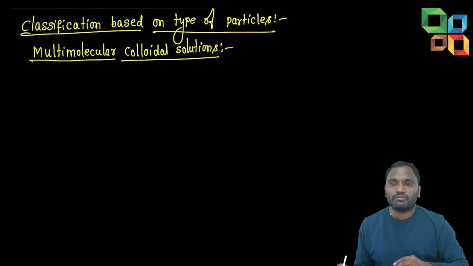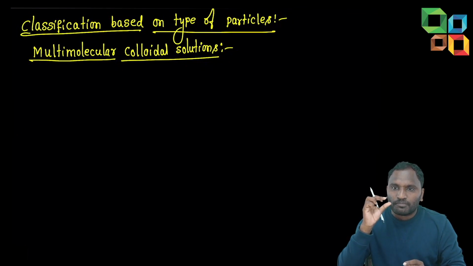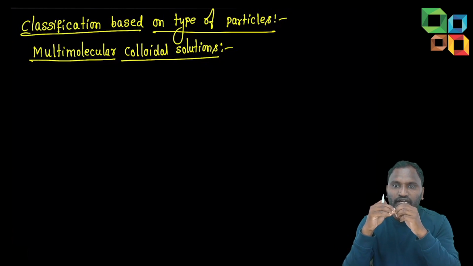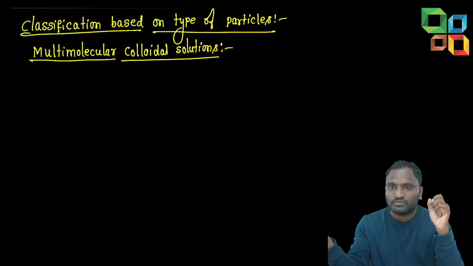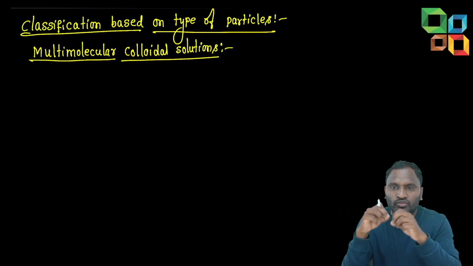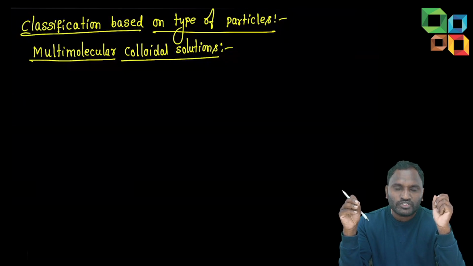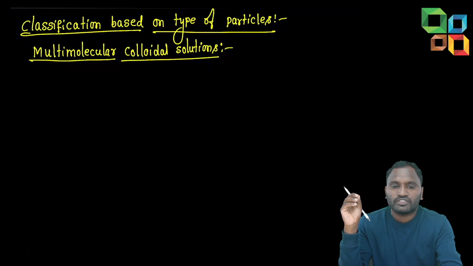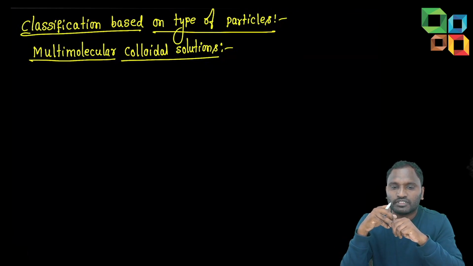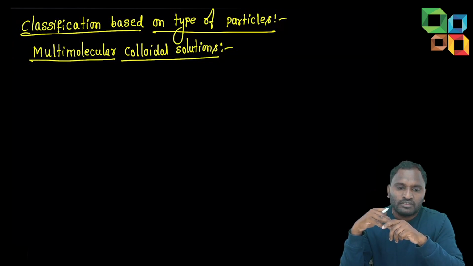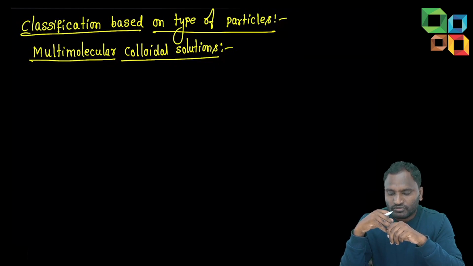Multimolecular, name itself you can make out. Multimolecular means a number of particles join together and form colloidal range particles. When small molecules aggregate and form particles with size in the colloidal range, that is 1 to 1000 nanometer, those are called multimolecular colloidal solutions.